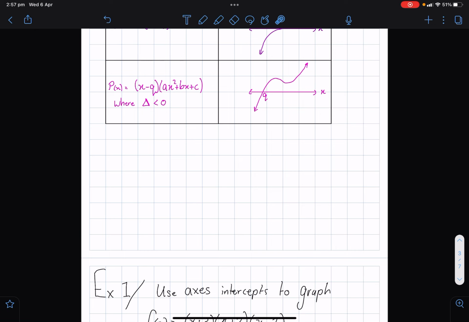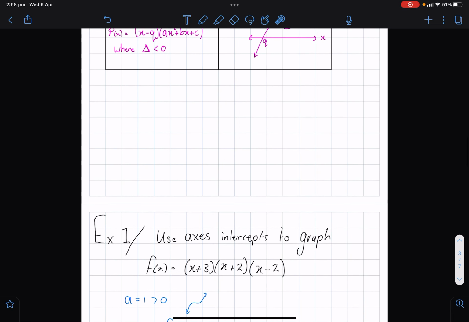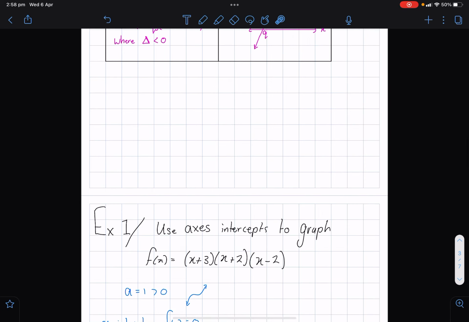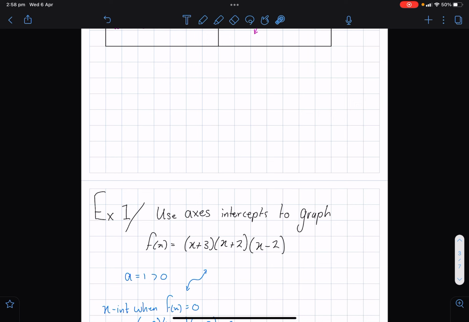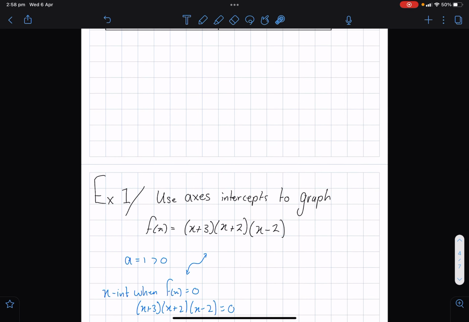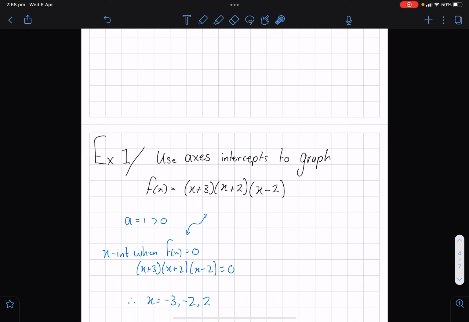So using the axis intercepts, graph f of x equals (x + 3)(x + 2)(x - 2). First we look at the value of a to see what shape our graph is going to take. In this case, a equals 1, which is greater than 0, so we're going to go with our positive shaped cubic, okay? So the x-intercept is when f of x equals 0, so when (x + 3)(x + 2)(x - 2) equals 0. Using the null factor law, we find that x has to equal -3, -2, and 2.